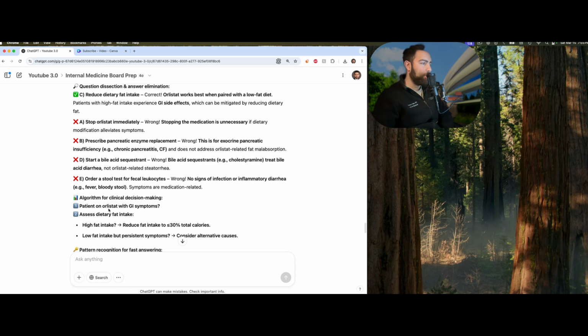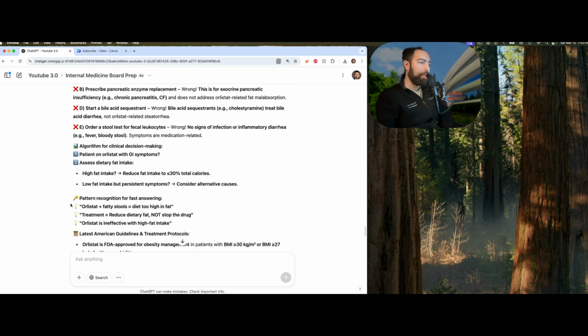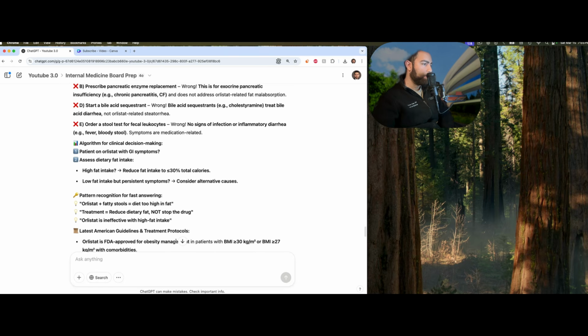So the algorithm: you have a patient on Orlistat with GI symptoms, think about their diet. If they're taking a high fat diet, reduce it to less than 30%. If you reduce it and they have persistent symptoms, think about alternative causes, or you may have to stop the medication and switch it to something else. And again, the pattern recognition is here.